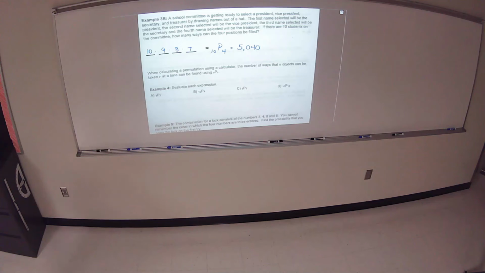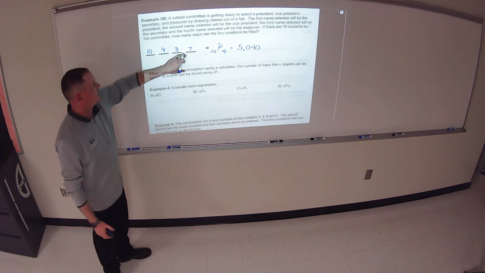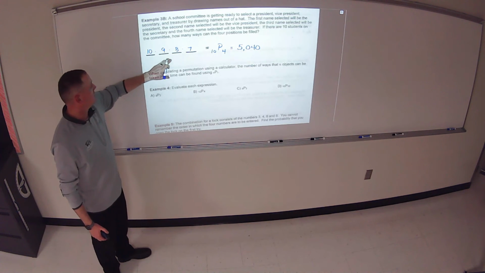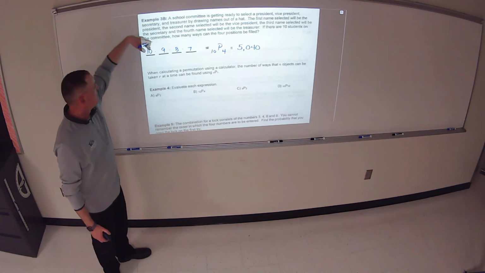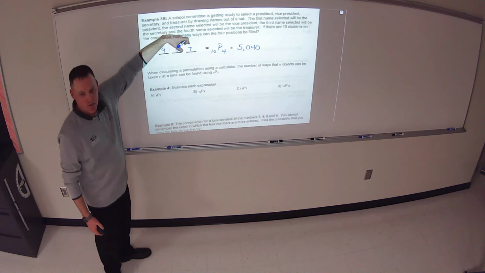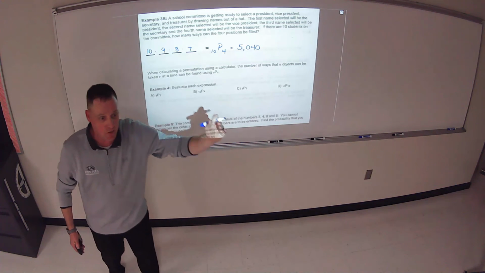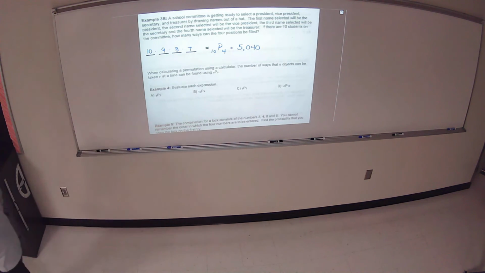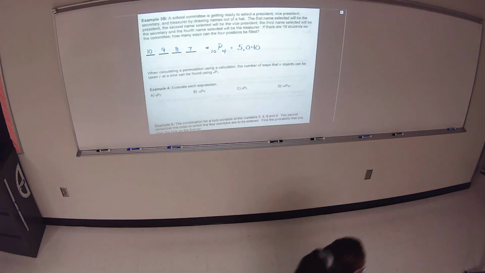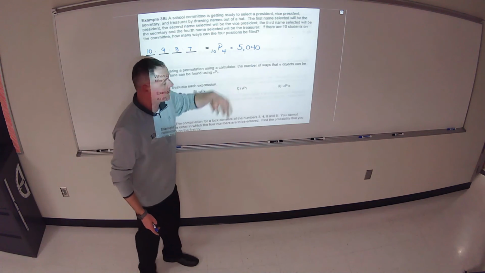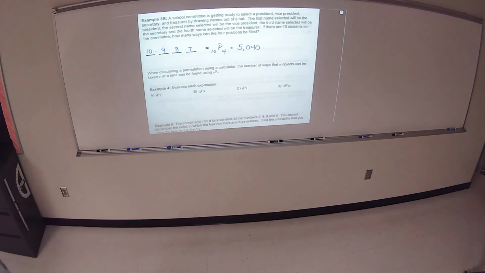Alright, so if I want to look at it visually, 4 spots to fill. The first spot's got 10 choices, 9 choices, 8 choices, 7 choices. The order these are picked in is going to matter, because picking you first and picking you third means that you've got different positions within this. So this is also a permutation problem, where you have 10 people to choose from. You're choosing 4 of them. That gives us a total of 5,040 different options for that. Does that make sense for that one?